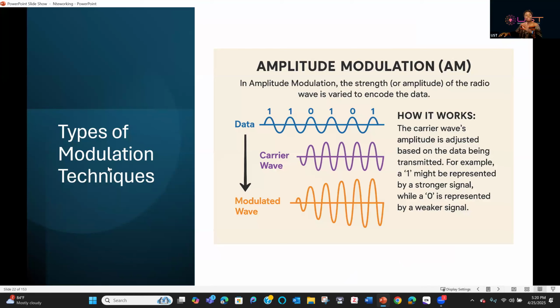There we go. Types of modulation techniques, right? In amplitude or AM modulation, the strength or amplitude of the radio wave is varied to encode the data. How it works, do you see? And remember earlier I said we start talking about binary, 0 and 1. Computers communicate in a binary format. As a matter of fact, we'll talk about IP addresses, but I don't think I'm going to show you how you can write, develop, create an IP address and all those things.